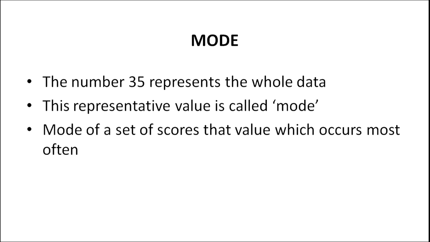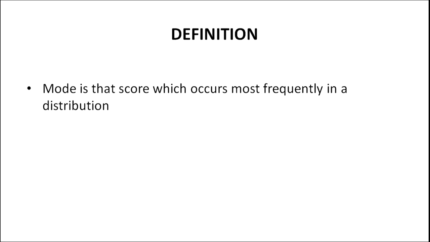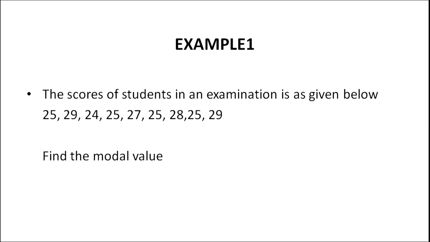Mode, the number 35 represents the whole data, and this representative value is called mode. Thus, mode of a set of scores is that value which occurs most often. Definition: mode is that score which occurs most frequently in a distribution. Now, let us look at example 1. The scores of students in an examination is given as 25, 29, 24, 25, 27, 25, 28, 25 and 29. Find the mode or the modal value.